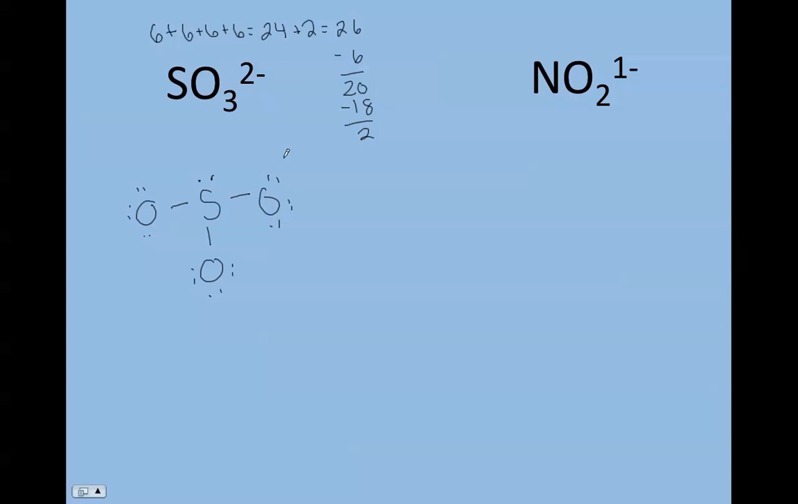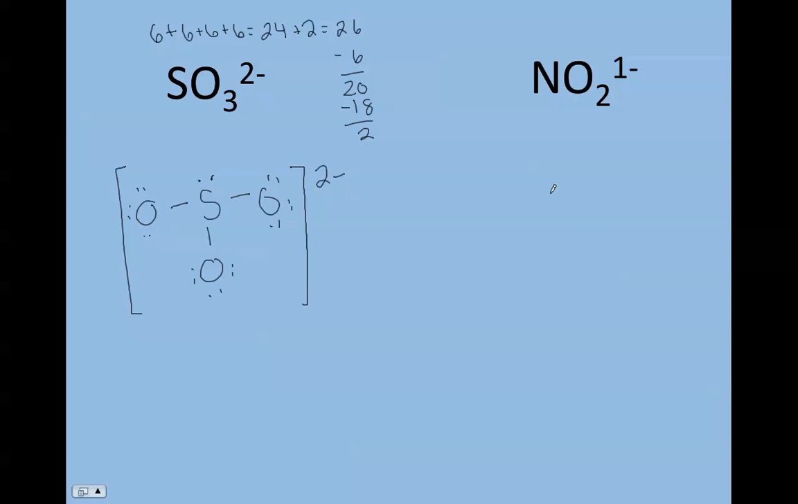Now the difference here is because this is a polyatomic ion, I've gained 2 electrons. That means we're actually going to place it in our brackets and then place the -2 charge showing the gain of 2 extra electrons. And again, before we walk away, you should be able to count that we have 26 total electrons in our structure and that all of them have 8 valence electrons around them, meaning that we have a correct structure.